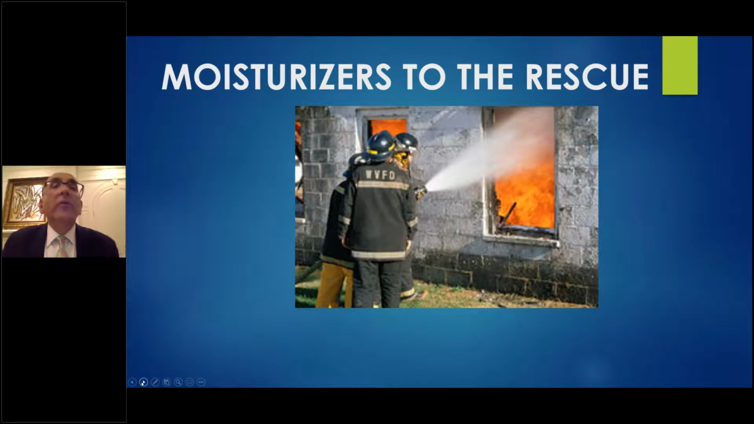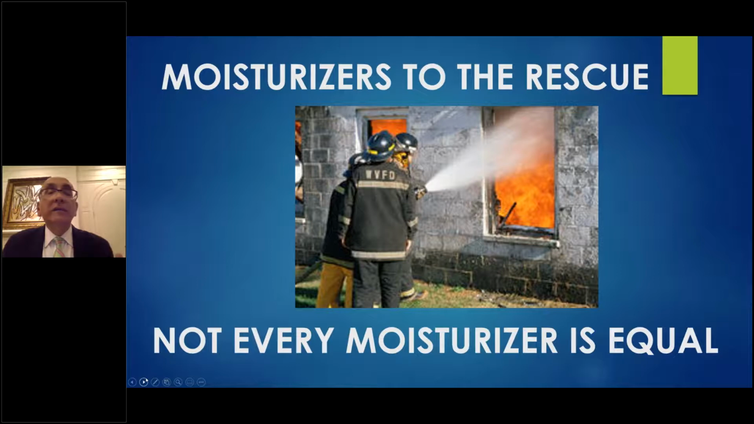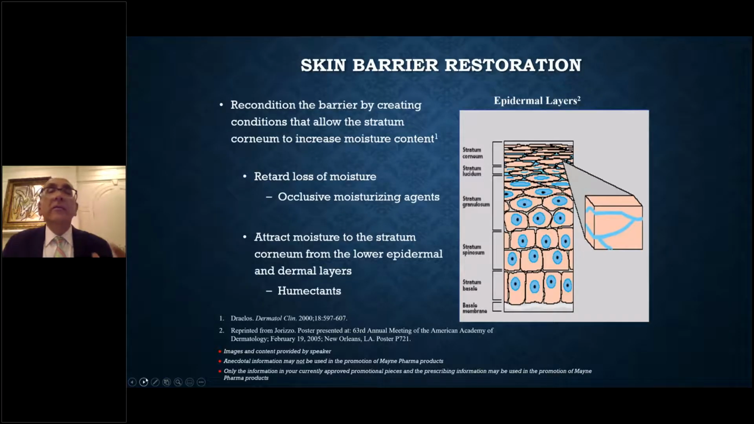And what do we do? We heard all those problems: atopic dermatitis, acne, right? We need something to fix the pH that causes the epidermal barrier problem. So we call the moisturizers to rescue. But unfortunately, not every moisturizer is the same, right? So what do we need? There are two simple basic things in the moisturizer that we need. One is an occlusive type of moisturizing, and the other one is humectant.